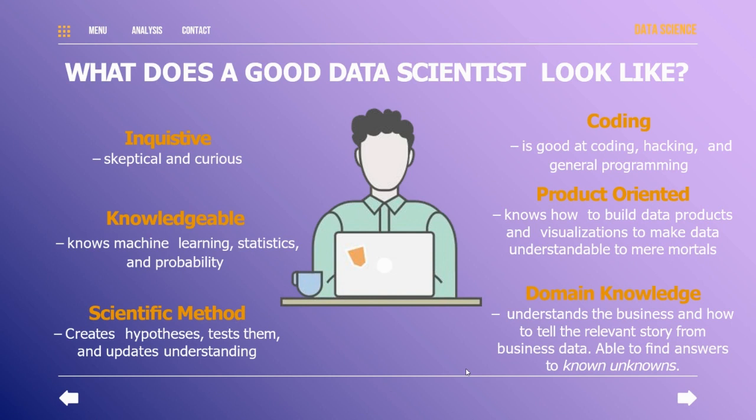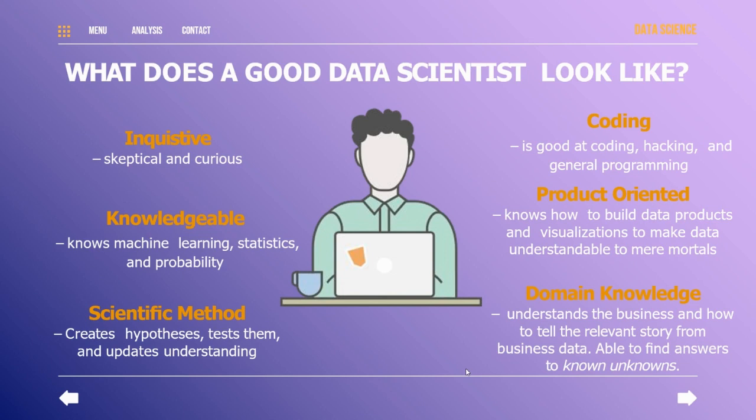Next, he should also be good at coding, like programming, hacking, etc. The most important in coding is that data science nowadays uses programming languages like Python or SQL. Now, product oriented. The data model which we are creating should be based on the data product and visualization of the models.